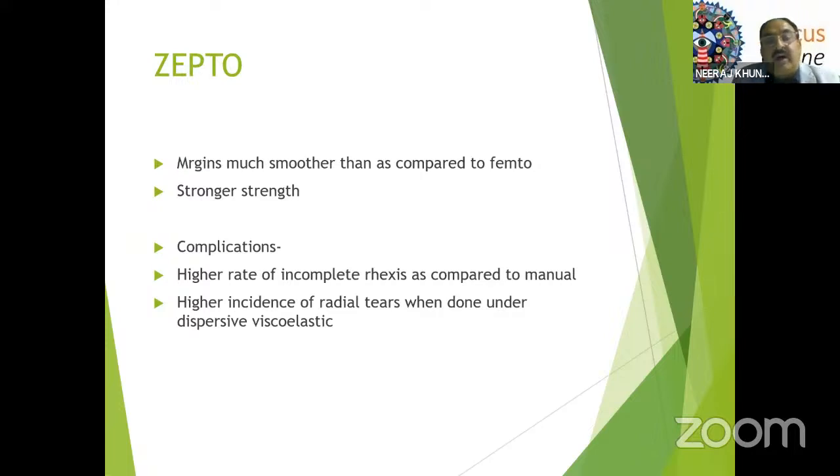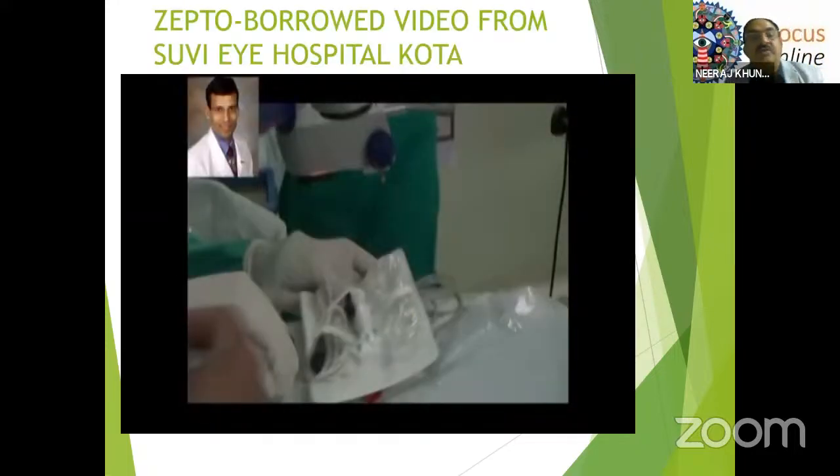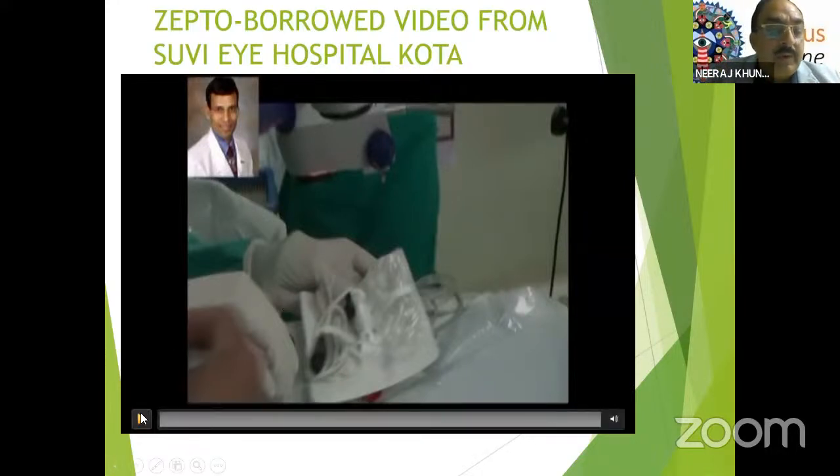The advantages are that the margins are much smoother as compared to femto. It has stronger strength. Complications are a higher rate of incomplete rhexes as compared to manual, and a higher incidence of radial tears when done under dispersive viscoelastic. I have borrowed this video from my friend Dr. Suresh Pandey because I am personally not having the Zepto. So this is a small video.